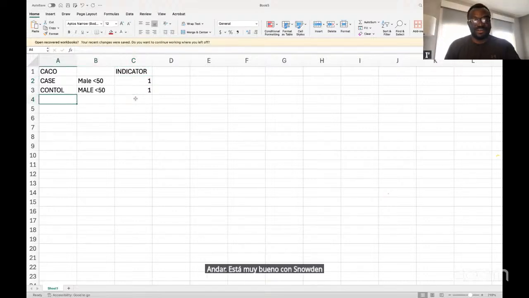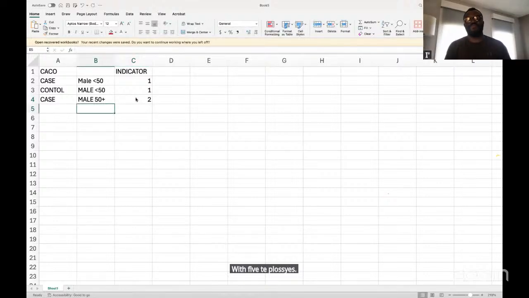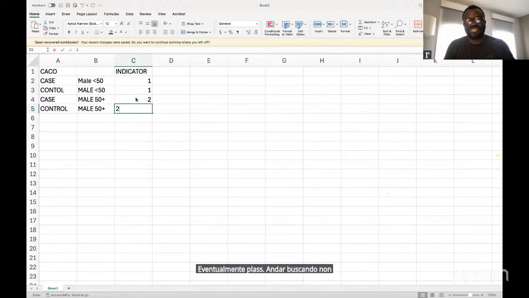So the next case comes, he is male who is 50 plus years. That's the second set, right? The control for this guy comes. Again, that control must also be a male who is 50 plus. If they are a female, we cannot match because we've already said we're matching by age and gender, right? And then eventually a male comes who is 50 plus, and then we can now match, and that's risk set number 2.